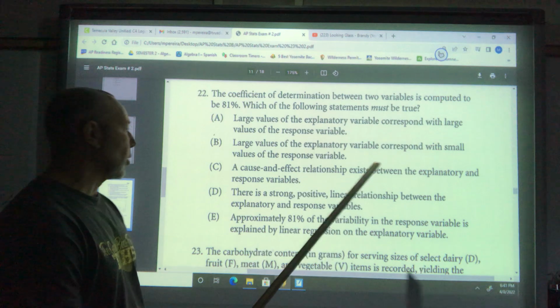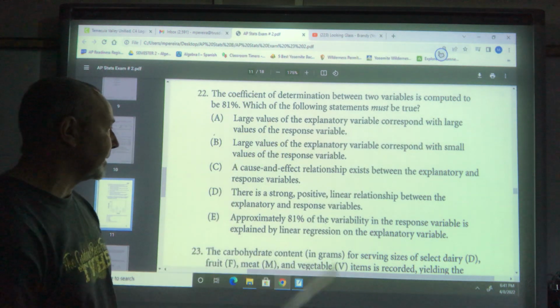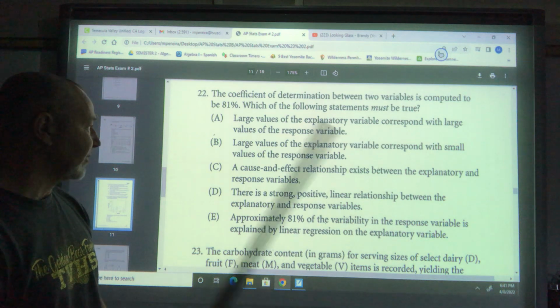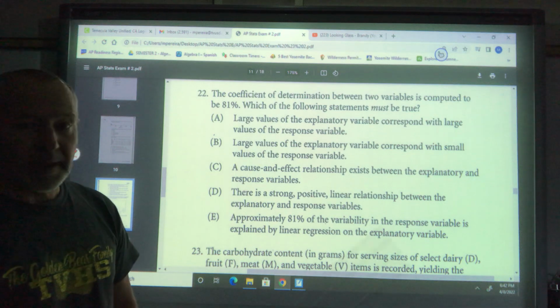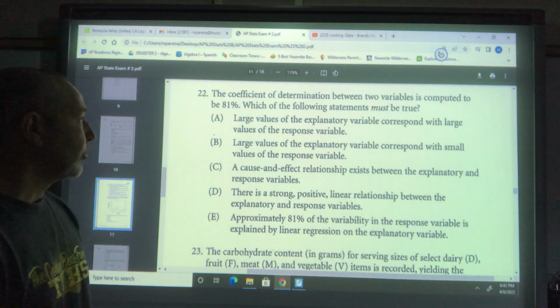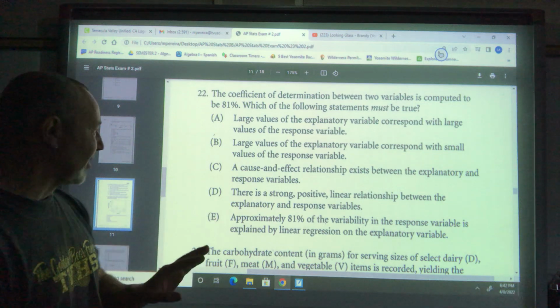B, large values of the explanatory correlate with small. That would be a negative. It could be, again, we don't know. That's the same as A. We don't know if it's positive or negative, going uphill or downhill. C, cause and effect relationship exists. We never, ever, ever show that through linear regression. So that one's definitely false. It's like your worst choice of all of them.